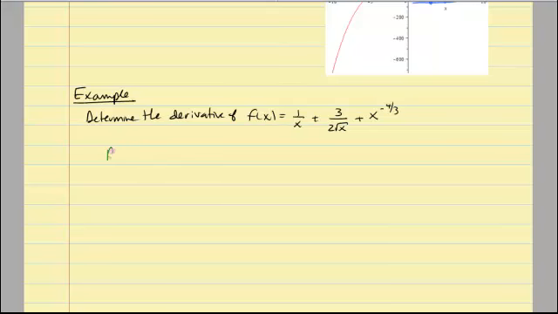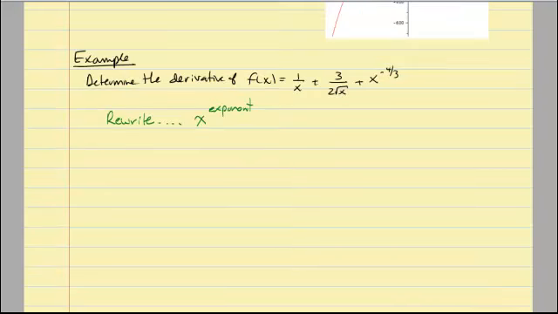We need to rewrite this. Now remember, we want to rewrite this until we have x to some exponent. That's all we have right now. We don't have any rules about products and quotients or chain rules yet. All we have is our good old power rule. So we want to rewrite each one of these so I have an x to a power.